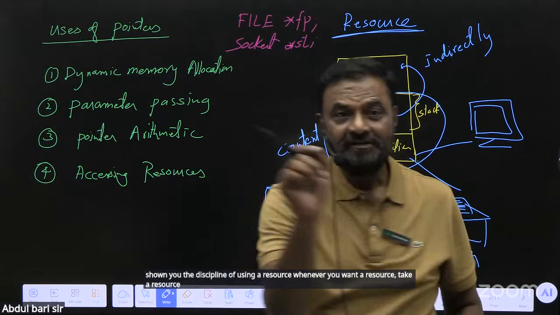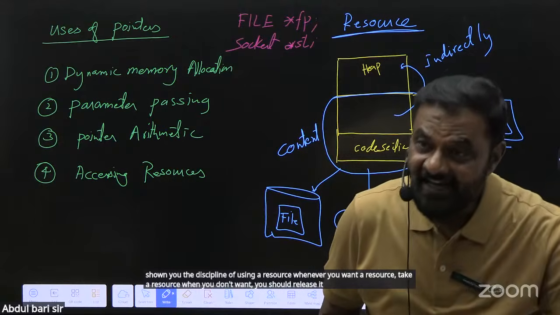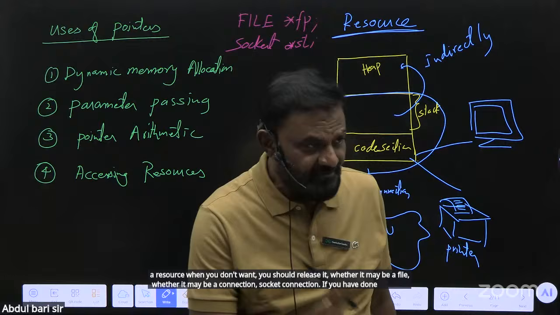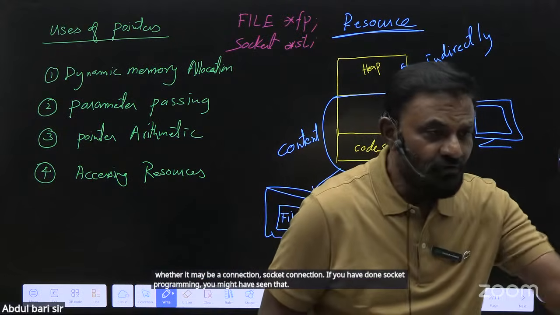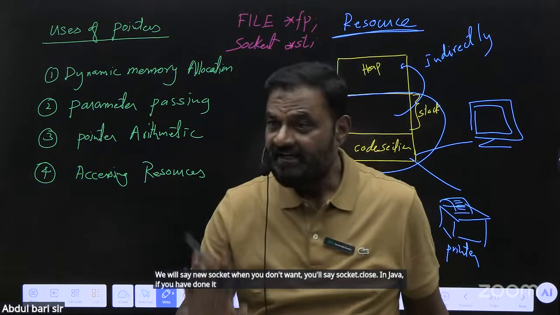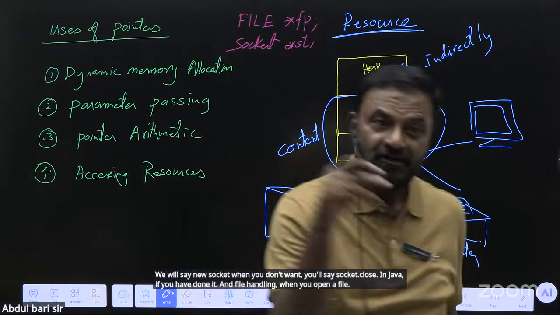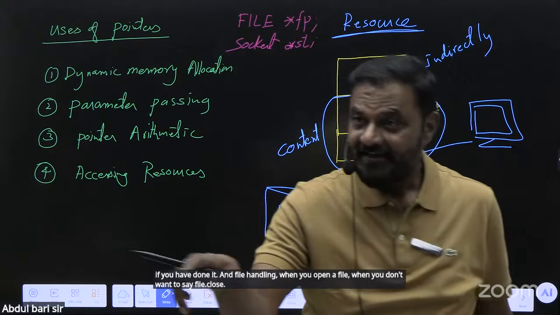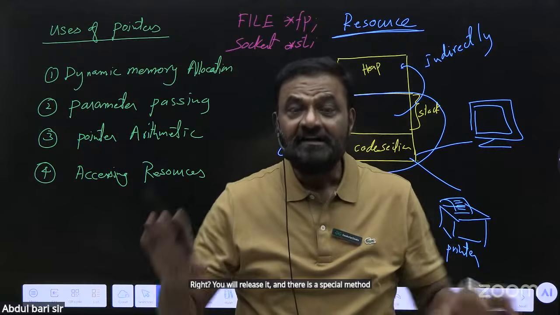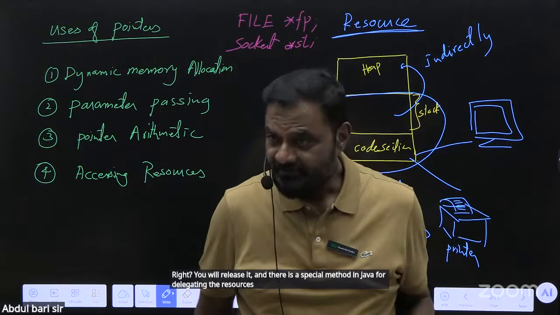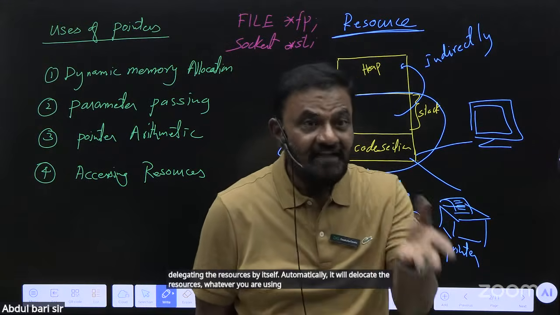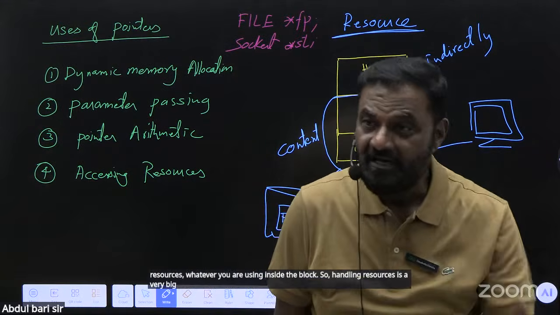When you don't want it, you should release it, whether it may be a file or a socket connection. If you have done socket programming in Java, you will say new socket, and when you don't want it, you will say socket.close. In file handling, when you open a file and don't want it, you say file.close. You will release it. And there is a special method in Java for deallocating resources automatically, whatever you are using inside the block. So handling resources is a very big issue in programming.